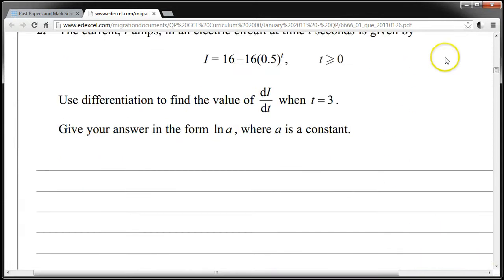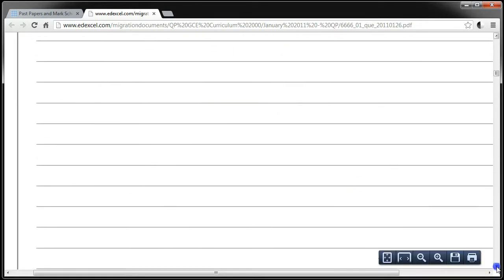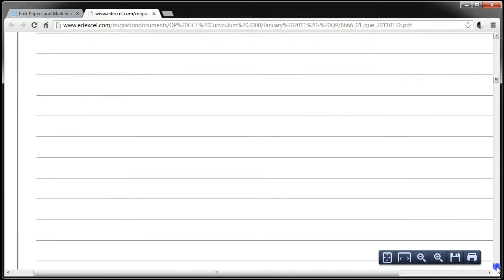Next one, the current in amps at time t is given by this formula here. The dI/dt is straightforward differentiation when t is 3. And work out the answer in the form log a. So again, nice easy question. And we've got a power to the t here, so we'd have to take logs probably. Log of this and then implicit function differentiation. But not really any major problems there. That's question 2.